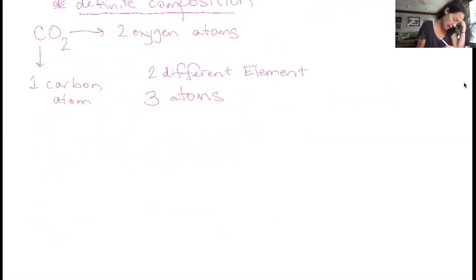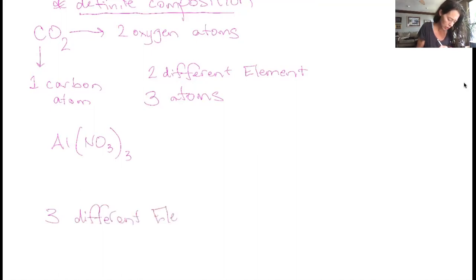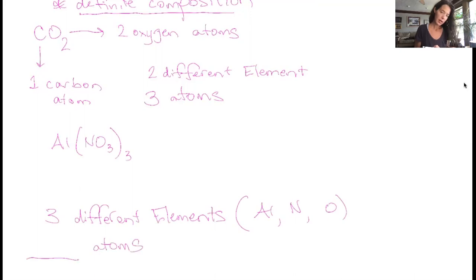We could have another compound and it might look something like this. That would be a compound that contains 3 different elements. What are those elements? Well, we see that in this compound, we've got aluminums, nitrogens, and oxygens. How many atoms are in this compound?